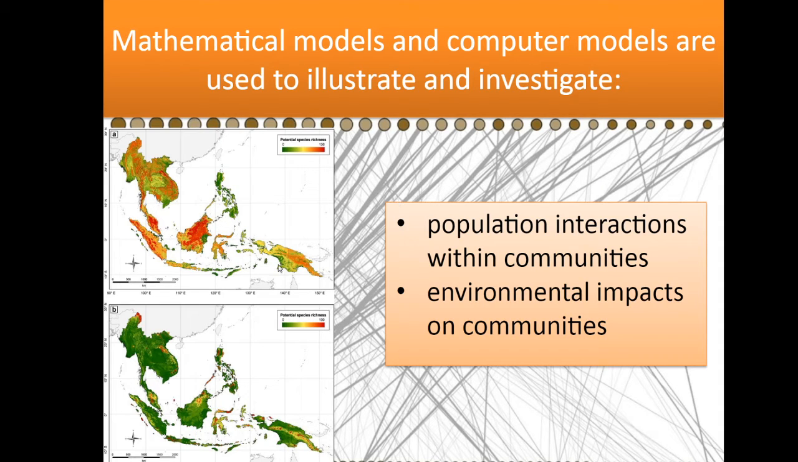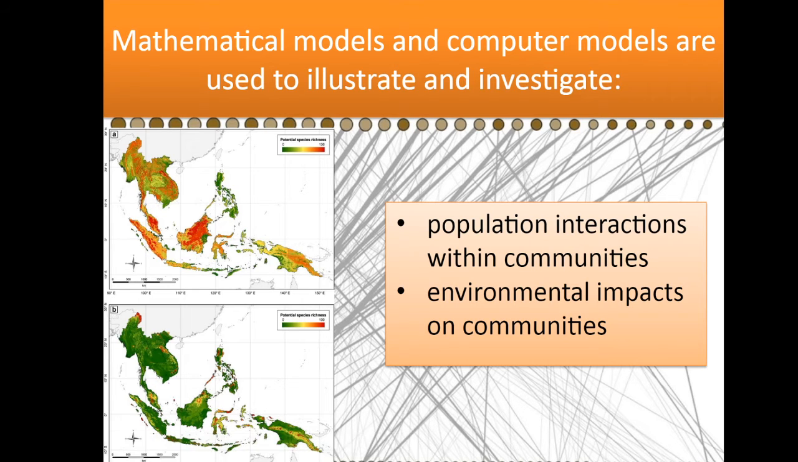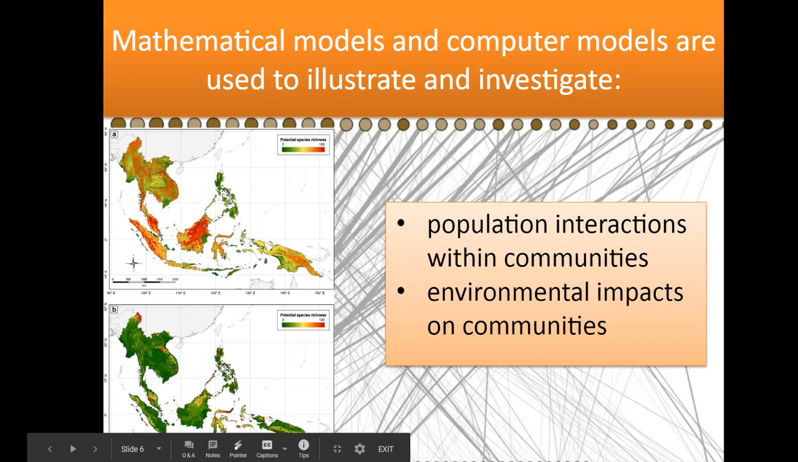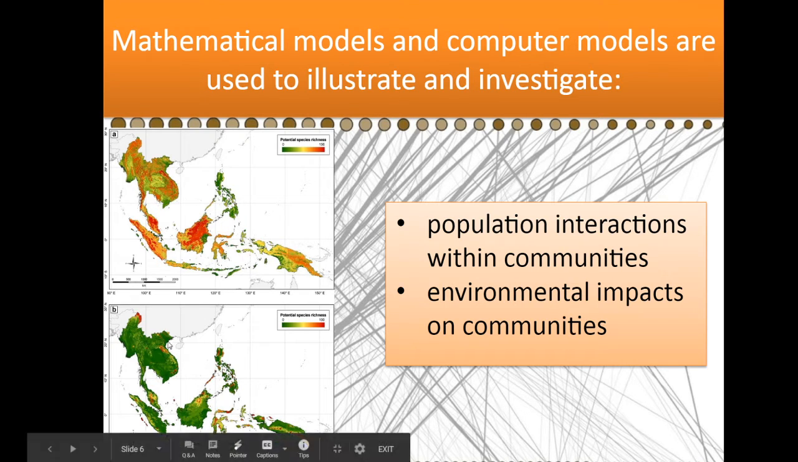So, what you see here is trying to identify species richness throughout a lot of Indonesia and, I guess, southern Asia. With these two different models, the A setting and the B setting, you can see the A setting has much greater species richness throughout almost all the islands and regions than B does, where species richness is much, much, much lower.